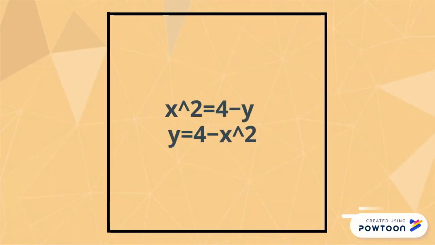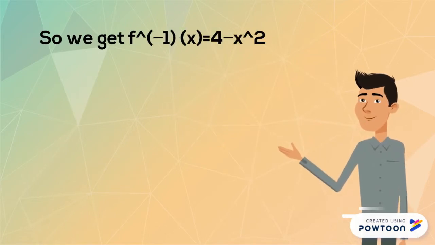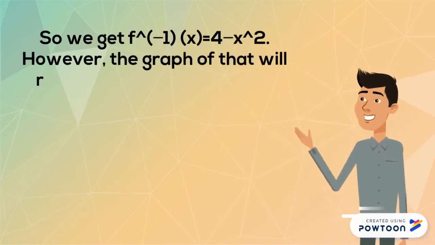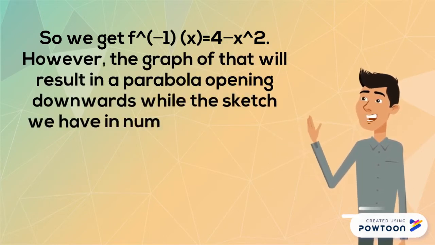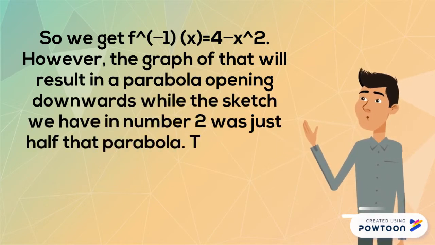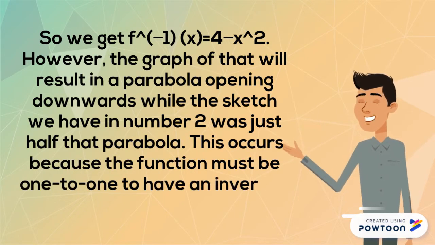Okay, so x squared is equal to 4 minus y. We need to transpose x squared and y so that we have y is equal to 4 minus x squared. So we get the inverse function of x is equal to 4 minus x squared. However, the graph of that will result in a parabola opening downwards, while the sketch we have in number 2 was just half of that parabola. This occurs because the function must be one-to-one to have an inverse.